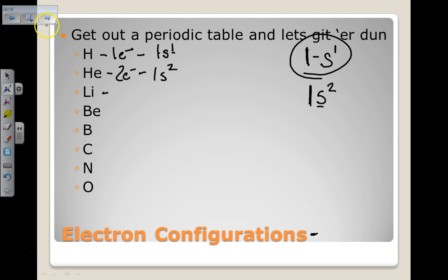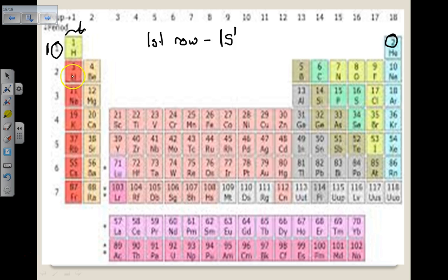Now, lithium. Lithium's a little different breed here. Lithium is here. Lithium has 3 electrons. Notice what row it's in on the periodic table. It's on the second row of the periodic table. Okay, well, the second row, notice it has a lot more elements in it. Well, the second row has these guys on the S side, but notice it also has these guys over here on the P side, okay?